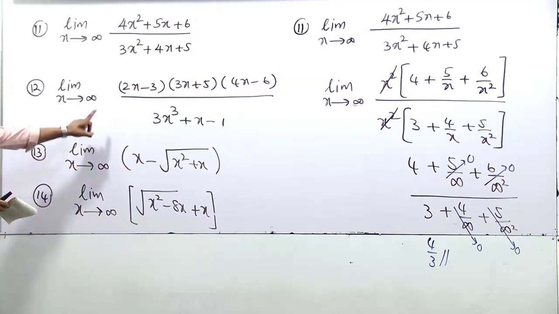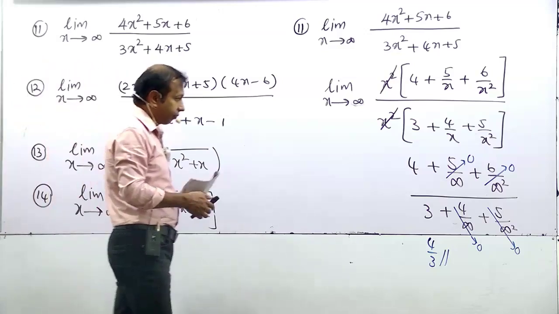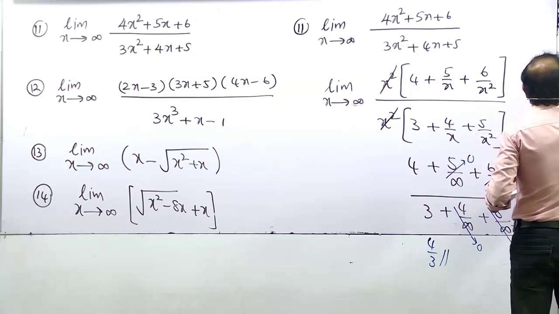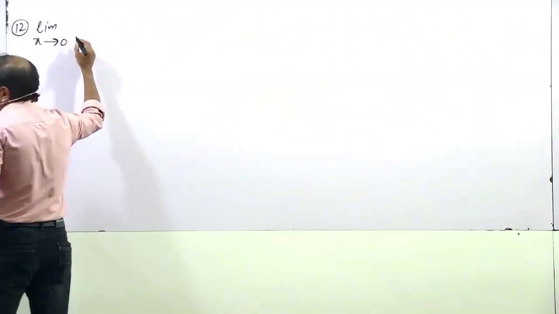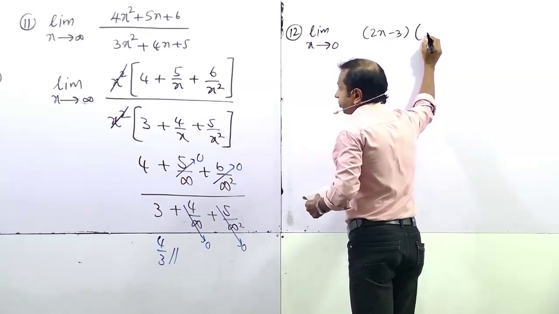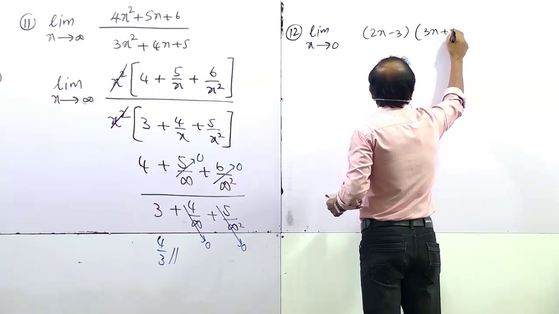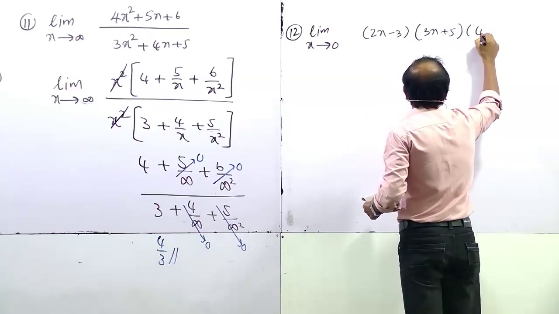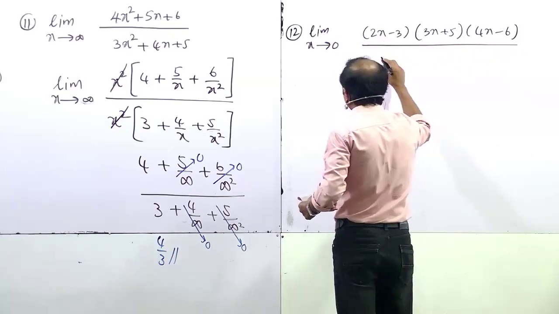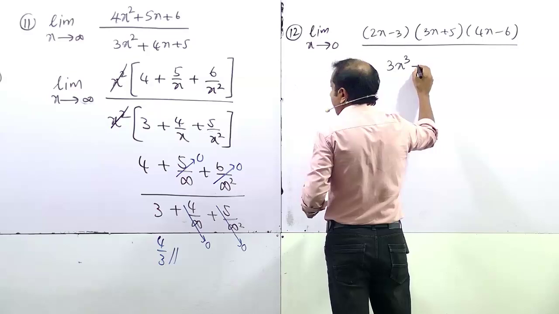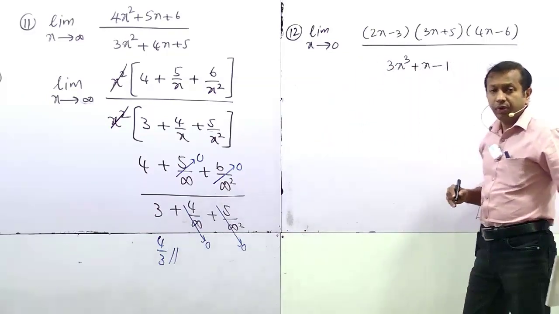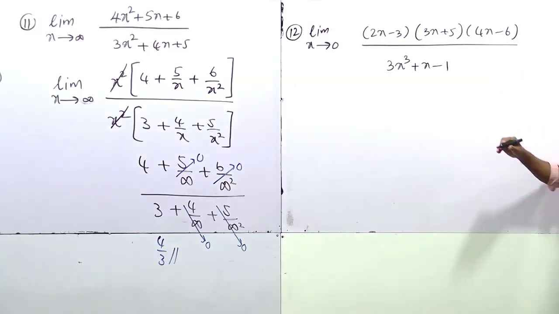Okay, now we come to number 2, second one. It is the 12th one, limit x approaches 0, 2x minus 3, 3x plus 5, 4x minus 6, 3x cube plus 6 minus 1, right? Now, this is how we do it here.